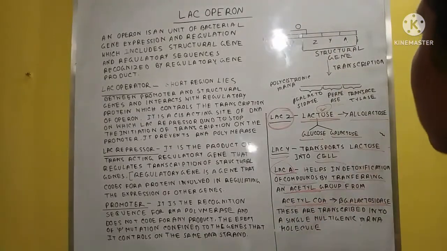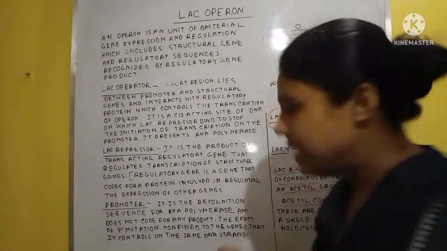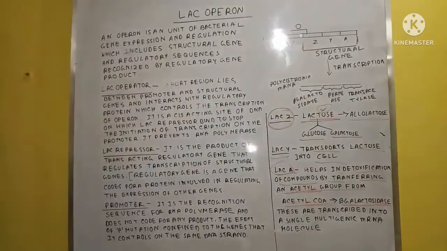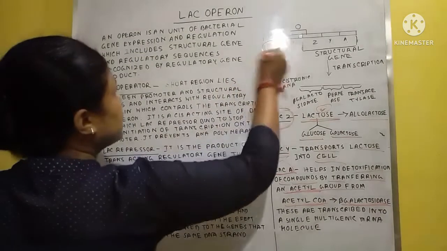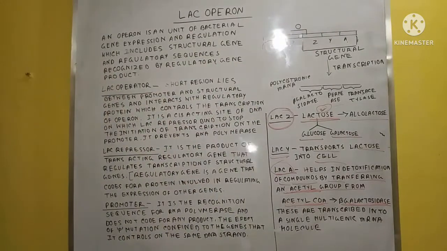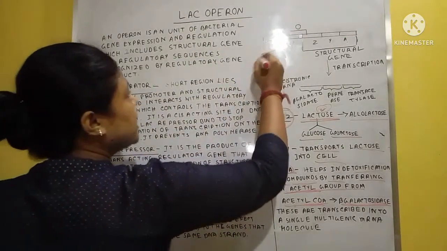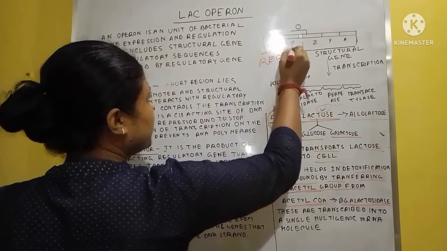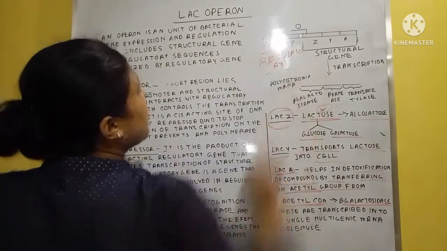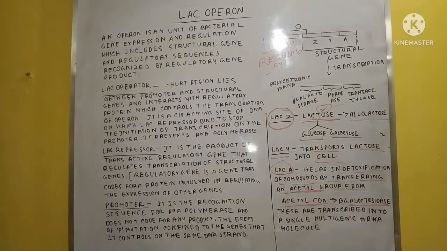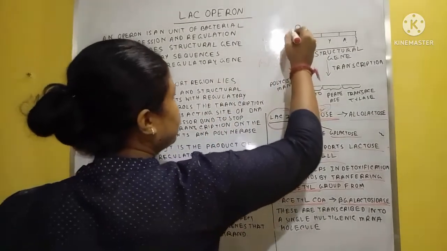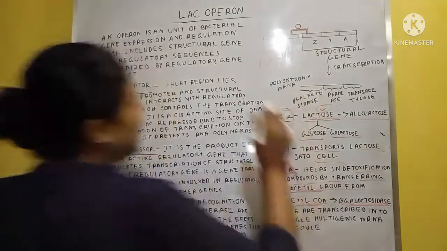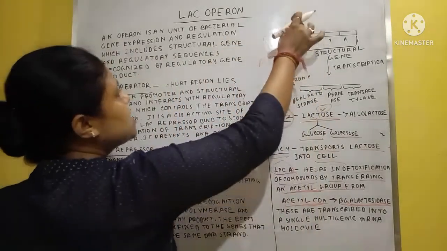So these are the functions of the structural genes. Now we will learn the function of the regulator gene. The regulator gene here is I, and its product is the regulatory protein. What is the function of this regulatory protein? This protein binds to O. O means the operator. This regulatory protein binds to the operator.